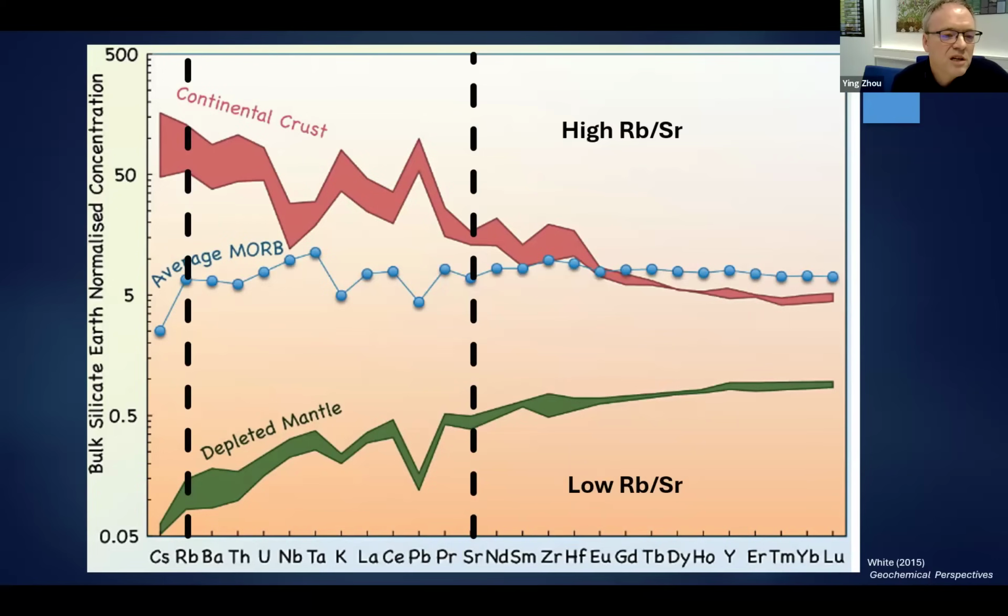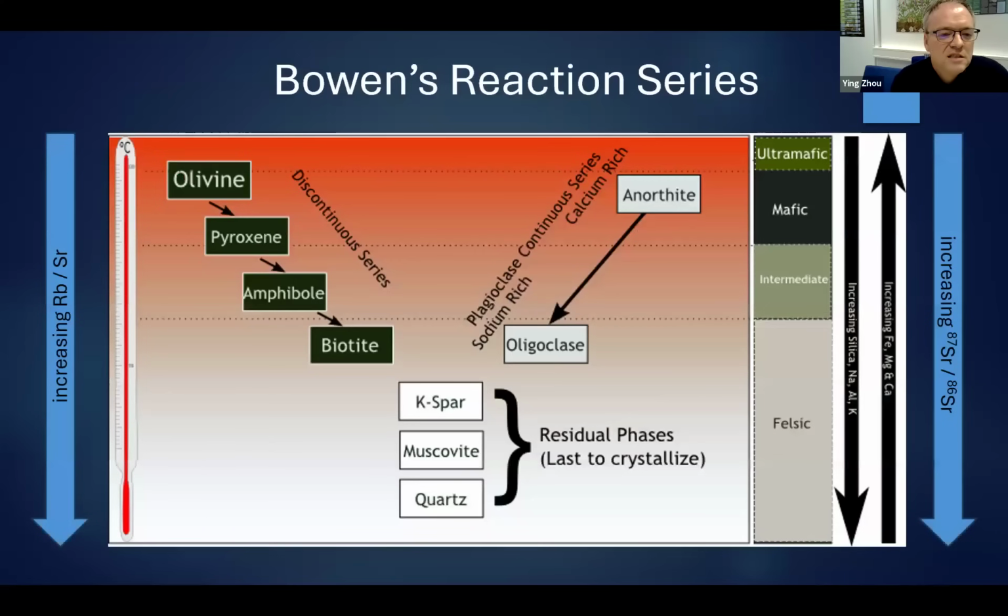And then strontium likewise is not quite as differentiated. And so therefore, over time, as you extract melt into the upper continental crust and you start recycling that, the rubidium-strontium ratio will be higher in the continental crust than in the mantle. And that will lead, therefore, to different paths of strontium isotope evolution that we'll get to in a moment.